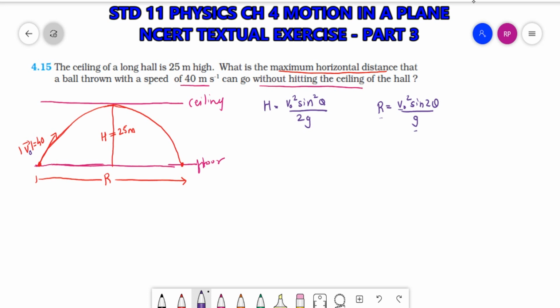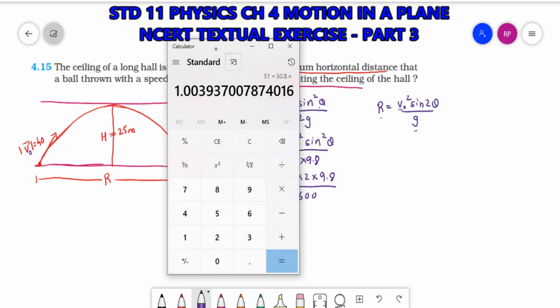So what we will do, we will use the formula for height to find out the angle theta. So what is the formula for height? 25 equals v0 square, what is v0? That is 40. So I will write down 40 square sine square theta upon 2 into 9.8. So sine square theta will be equal to 25 into 2 into 9.8 divided by 40 square, that is 1600. Okay, so let's calculate it.